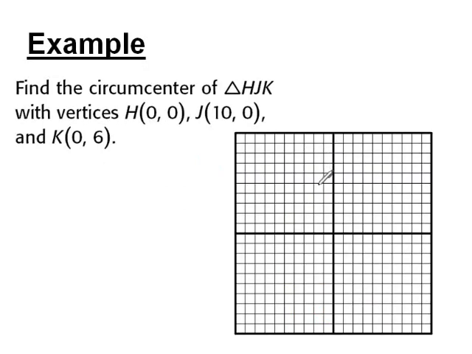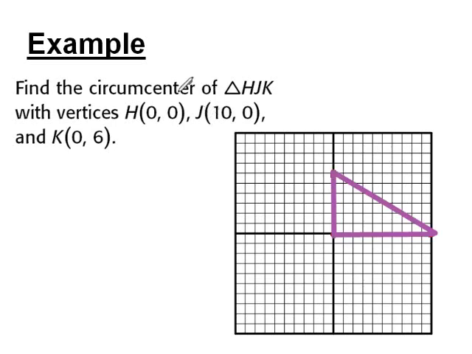Alright, so for this one it says find the circumcenter of triangle HJK with the following vertices. So let's go ahead and plot these. We have one point at (0, 0), which is right here. One is at (10, 0), and that one's right here. And then we have one at (0, 6). Alright, so let's go ahead and connect these points here. So we've got this triangle, and we want to find the circumcenter.